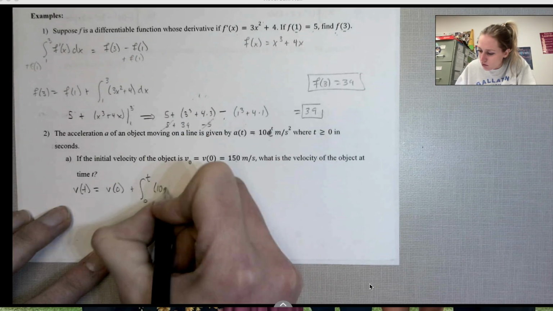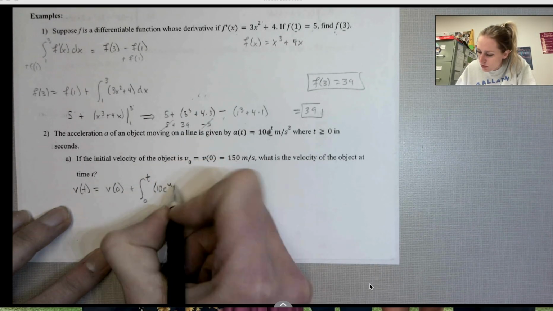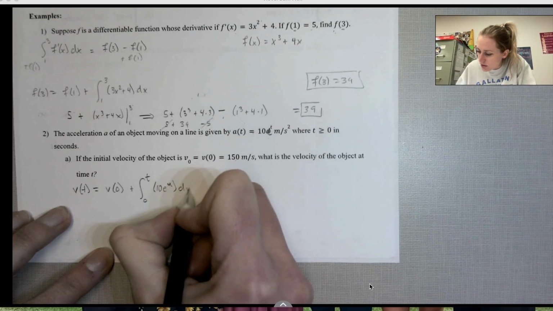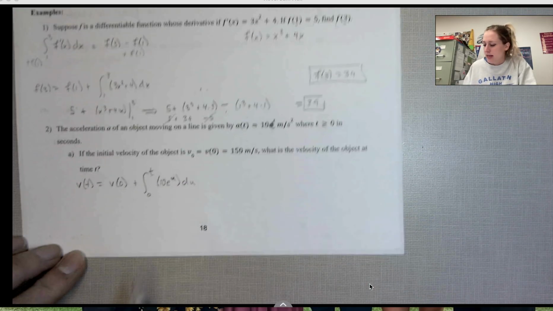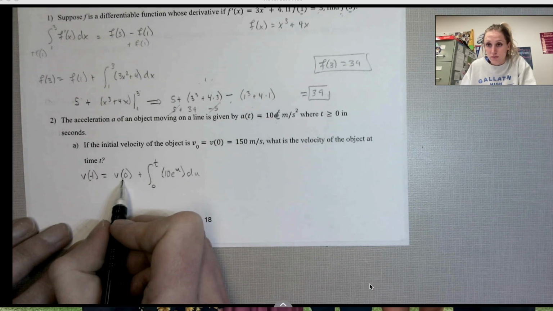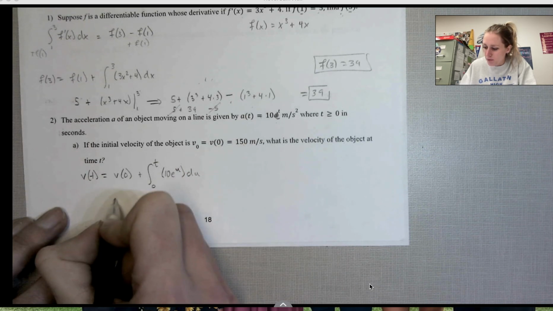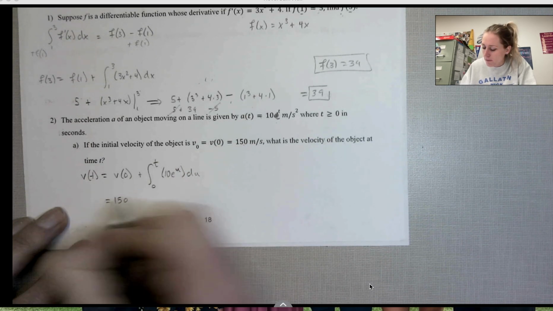So I'm going to use something else. I'm going to use u here. So we'll do u and then du. Okay, so now I'm going to do what I know. I'm going to plug in my 150 for v of 0.